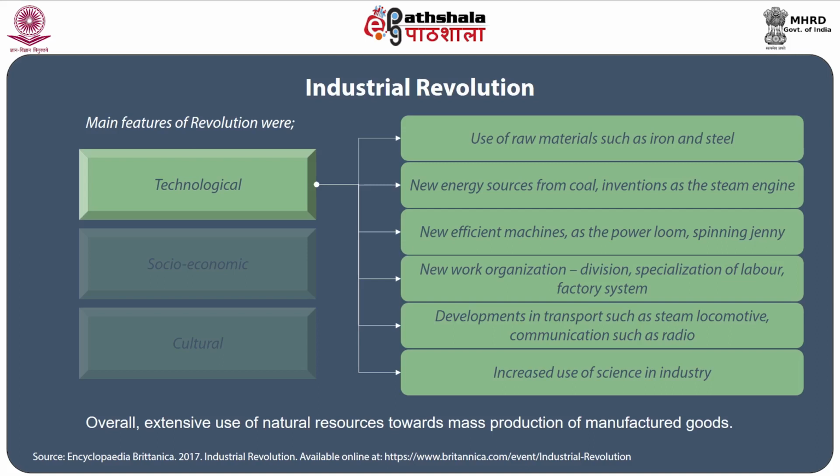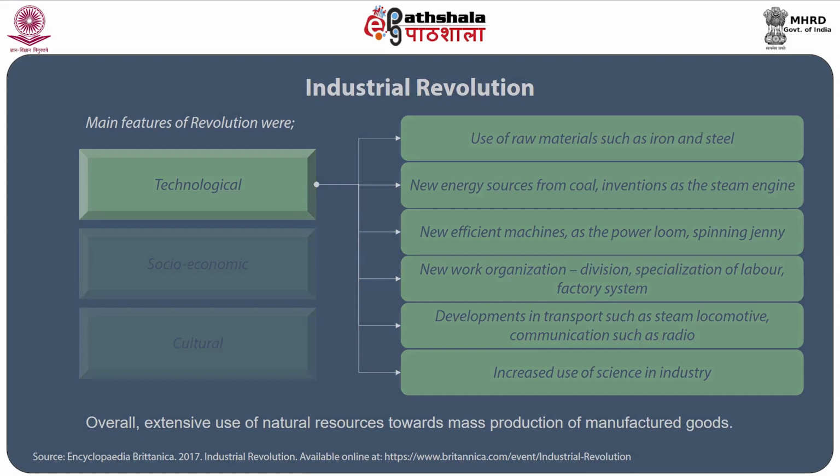Work was also organized in new ways, through the increasing division and specialization of labor with the advent of the factory system. Developments in transport and communications, such as the steam locomotive, radio, etc., have also contributed to this industrial revolution. Increased use of science in industry is another feature that came up during that period. Overall, there was extensive use of natural resources towards the mass production of manufactured goods.